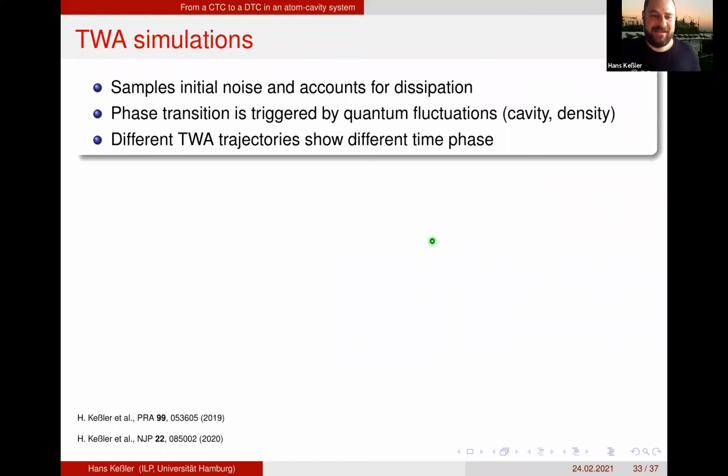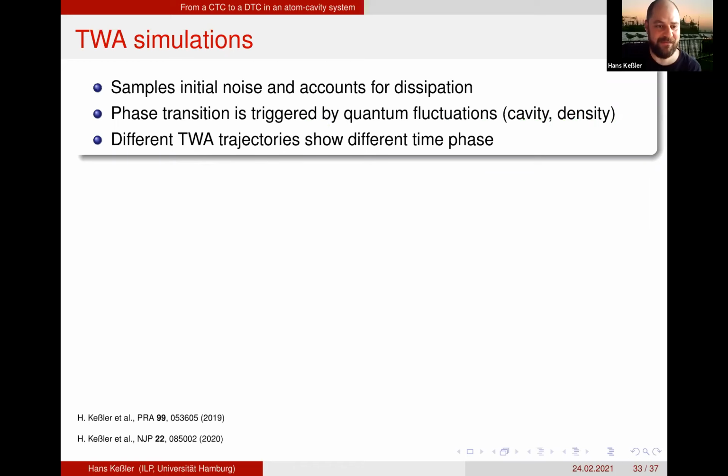To understand this a little bit better, I asked Jason to perform some truncated Wigner simulations, which include the noise, also the quantum noise of the matter wave field. So it samples the initial condition and accounts for the noise due to the dissipation. You need to understand what I think I mentioned before already, that the phase transition from the normal phase to the self-ordered phase is triggered by quantum fluctuation of the cavity field and of the matter wave field.